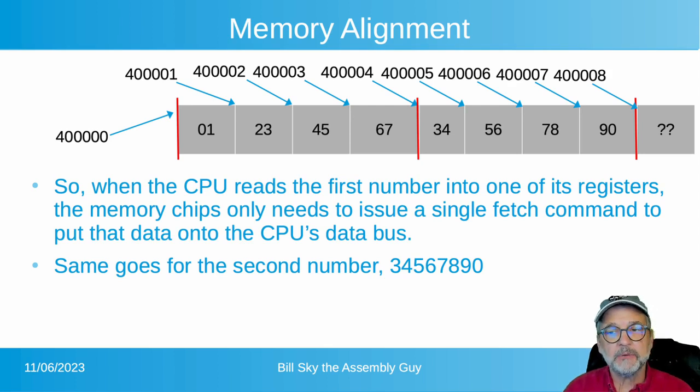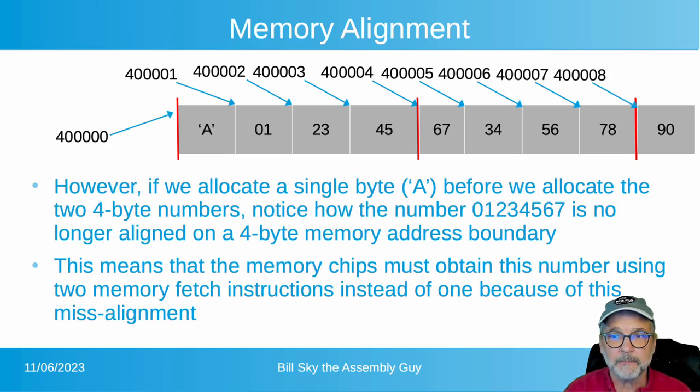So when the CPU reads the first number, that 0, 1, 2, 3, 4, 5, 6, 7, into one of its registers, the memory chip controllers only need to issue a single fetch to the memory to put that number, 0, 1, 2, 3, 4, 5, 6, 7, onto the data bus and send it off to the CPU. Same goes for the second number, 3, 4, 5, 6, 7, 8, 9, 0.